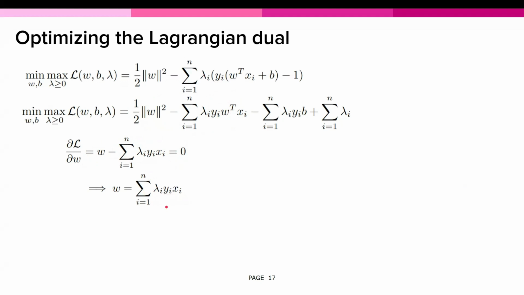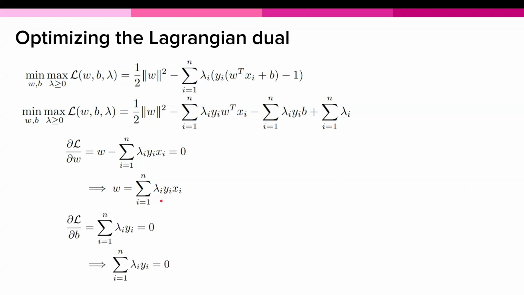And so it's a really important result, because it means that the weights aren't defined directly by the individual features, but instead by a combination of the data points themselves. So they're each weighted by the corresponding Lagrange multiplier and class label.